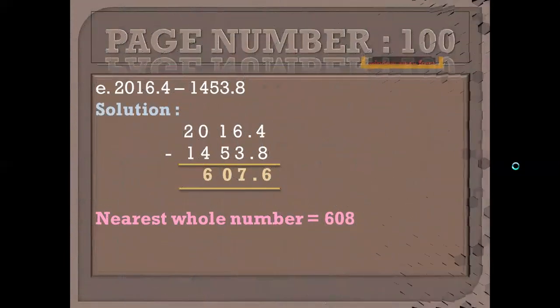The last part of this question is 2061.4 minus 1453.8. Again there is a subtraction. We subtract these two, and after subtracting our answer is 607.6. Again 6 is greater than 5, and what will happen? The whole number will increase by 1. 7 will be changed into 8. 608 will be our required answer.